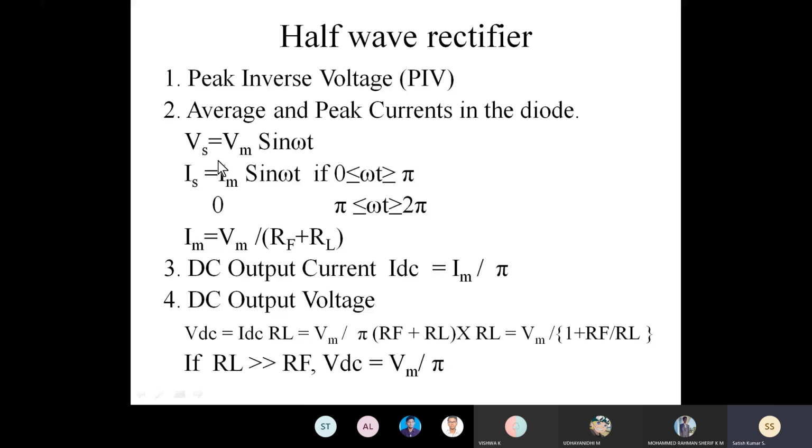Okay. The maximum value of current, how will you calculate it? The maximum current will be calculated by using Ohm's law. I is equal to V by R. Here I is the maximum current we are going to calculate. So I is equal to V by R. Here R is not only the resistance included on your load side, but also the resistance of your forward bias diode.